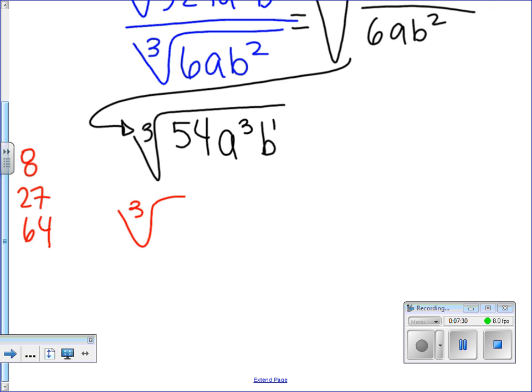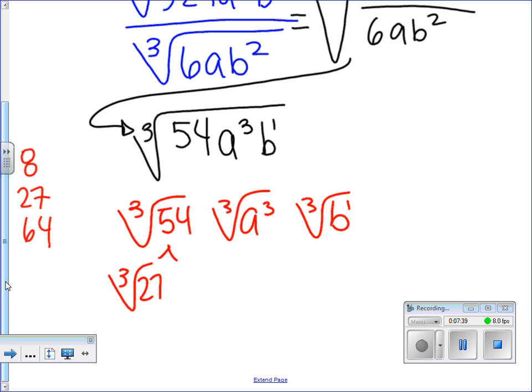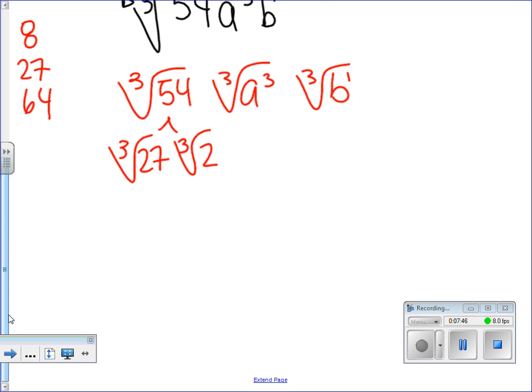So first I'm going to write this out all separately. Okay, and now 54 can be expressed as the cube root of 27 times the cube root of 2. And the cube root of 27 is 3. And then this 2 just stays under. Now the cube root of a cubed, well, 3 is divisible by 3, and it goes in once, so that gives us a to the 1st. And then the cube root of b to the 1st.